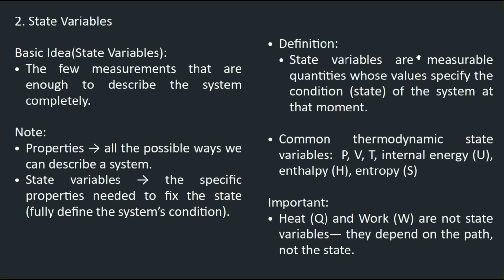So state variables are measurable quantities whose values specify the condition, that state of a system at a moment. The common thermodynamic state variables are pressure, volume, temperature, internal energy. This is your new variable, enthalpy H. Then you have entropy S. So I didn't mention it last time. You did see H and S and all that, but I didn't.